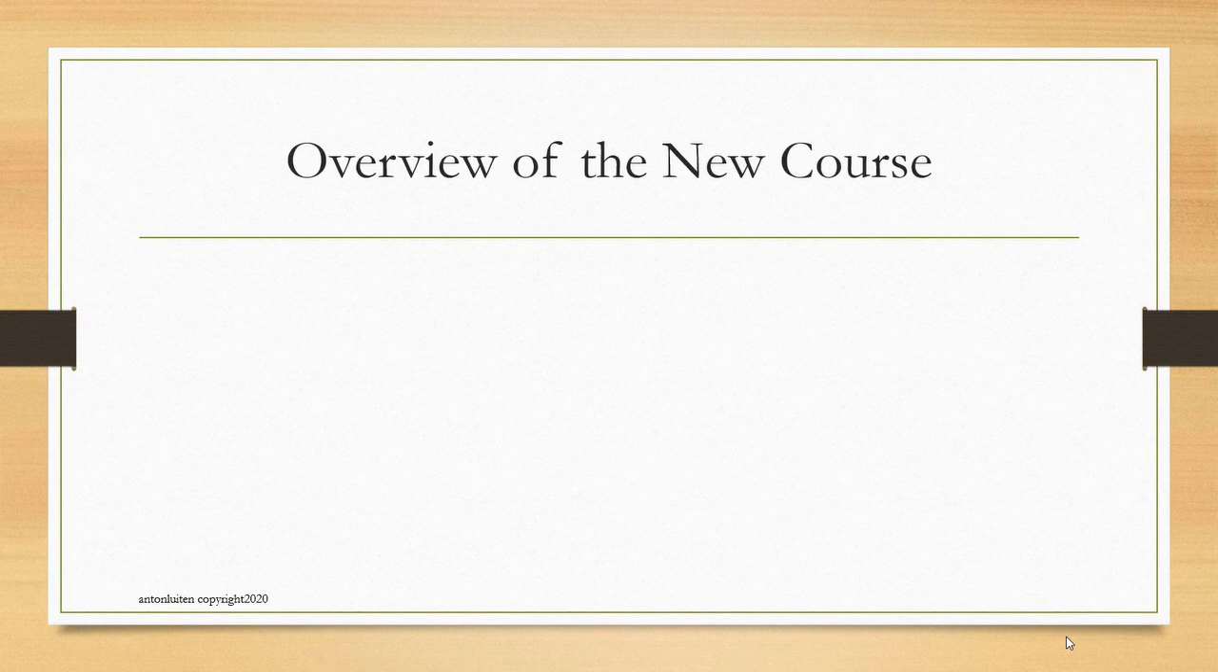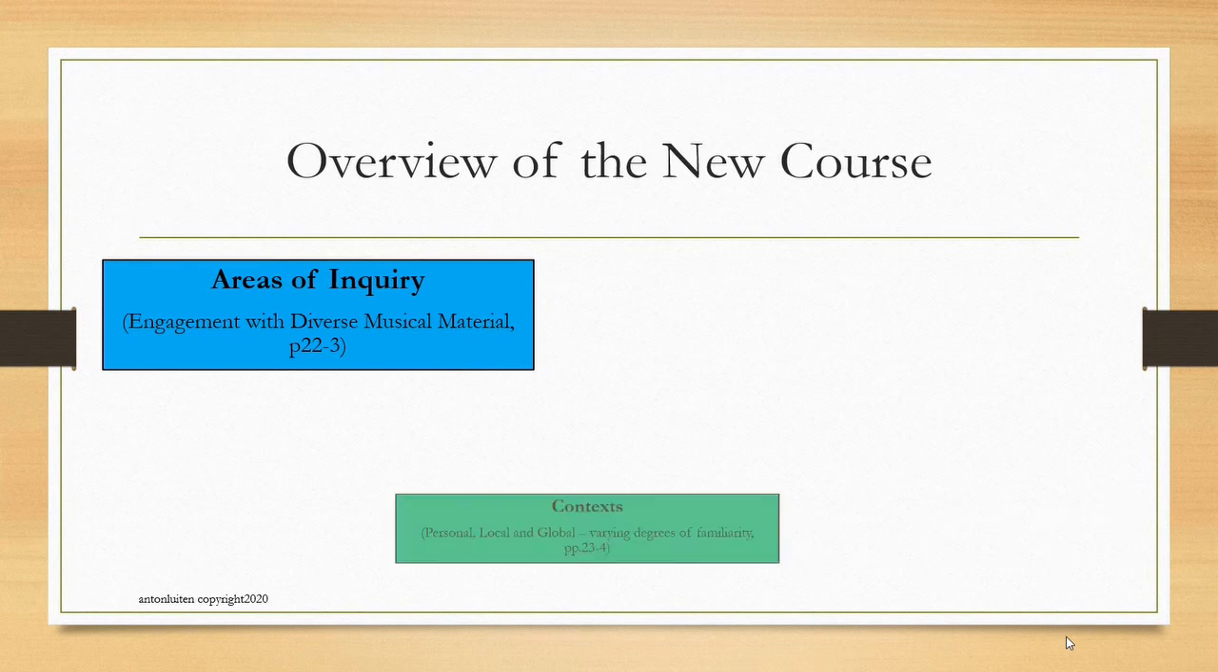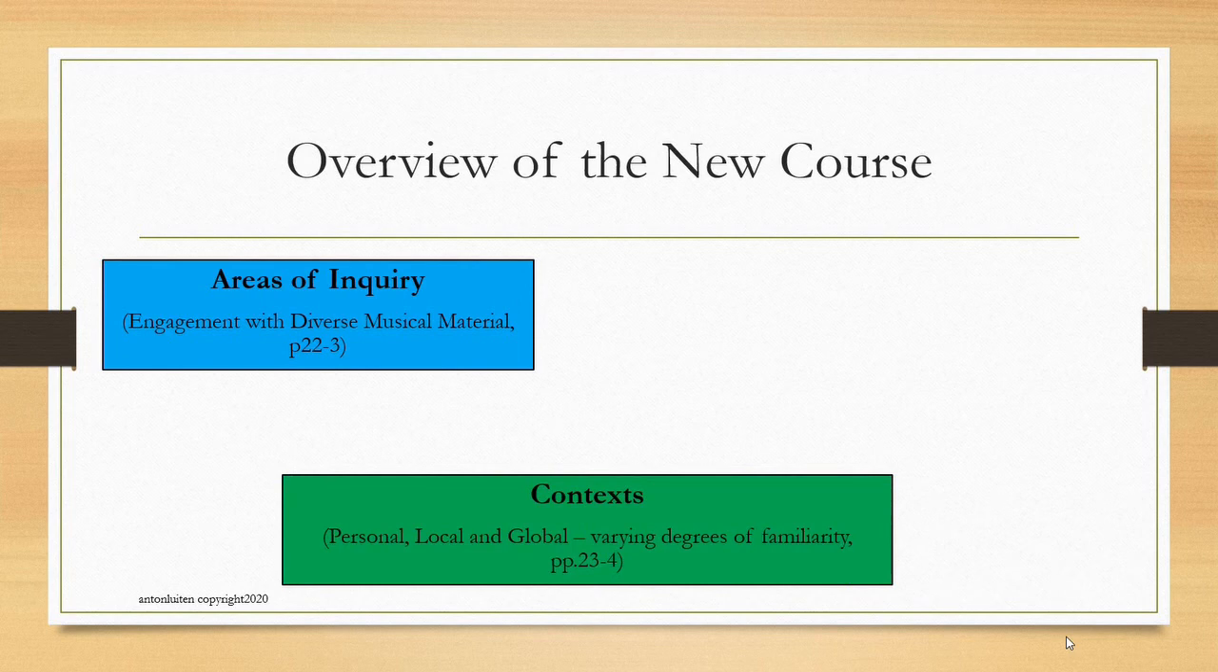Panning back now to a more macro view of the course, it has been designed to include areas of inquiry where students have the opportunity to engage with music from a range of diverse materials. Three contexts: the personal, which is music largely familiar to the student; the local, which involves music from the student's regional or cultural communities, likely to be less familiar; and the global context, which includes unfamiliar music from a variety of places, societies, and cultures.